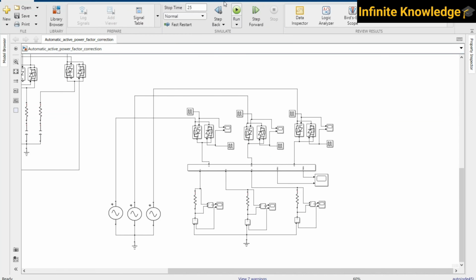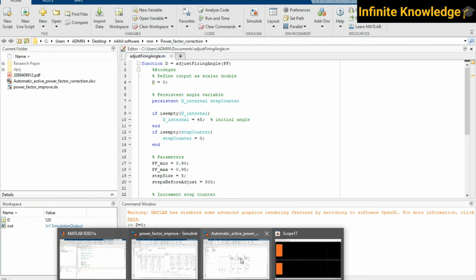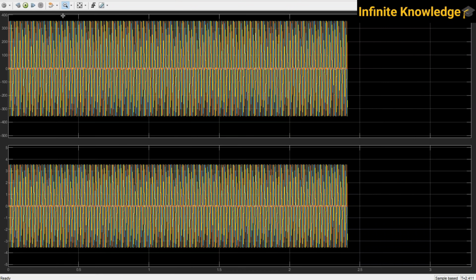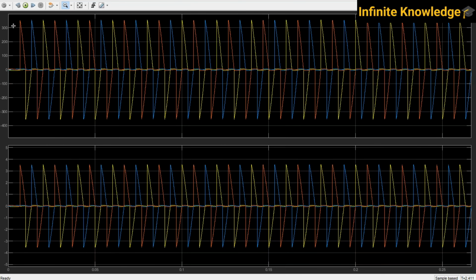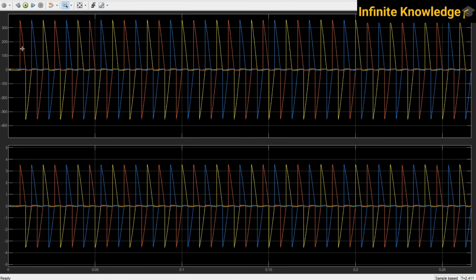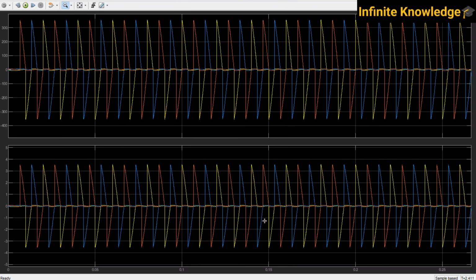Okay, the simulation is done. I have set d equal to 120 over here. So what is the waveform that you are getting? If I zoom in clearly, you can see 120 means only this part is there, 120 to 180, and only this part, 300 to 360. This is how you can control your voltage.